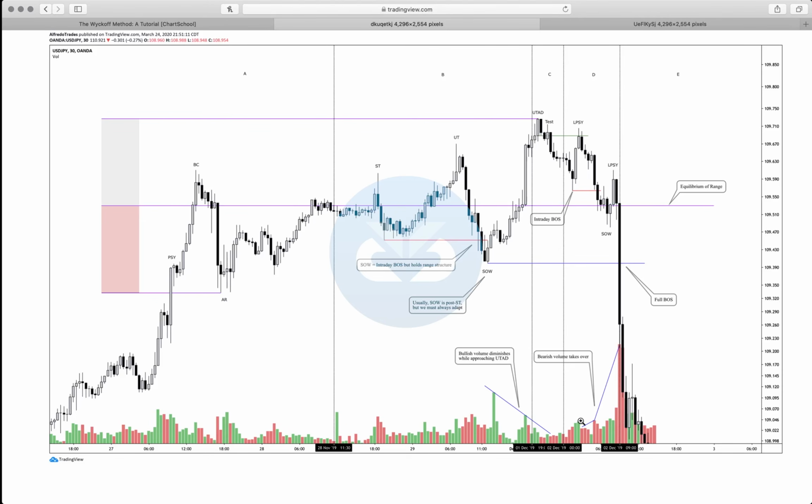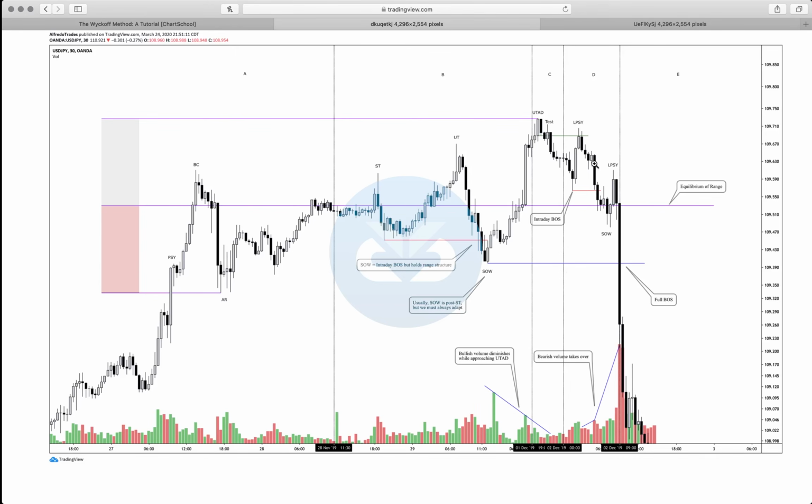And as you can see, right, post UTAD, that's when you see the bearish volume slowly come in, creep in, and ascend, right? So that's what's happening, right? Diminishment, shift, ascending, right? Demand, shift, supply, right?